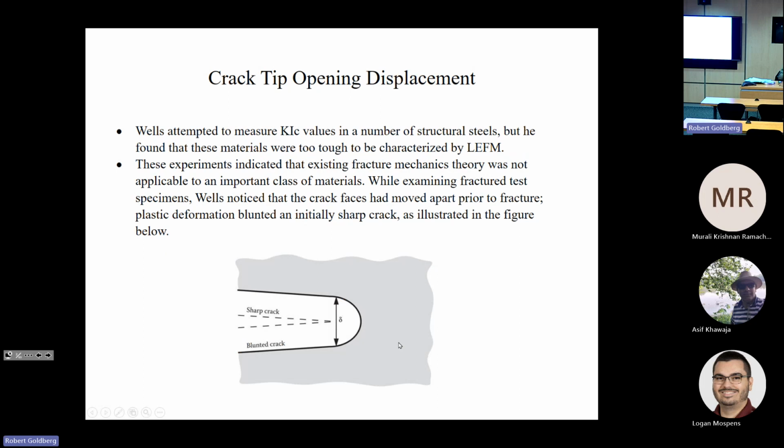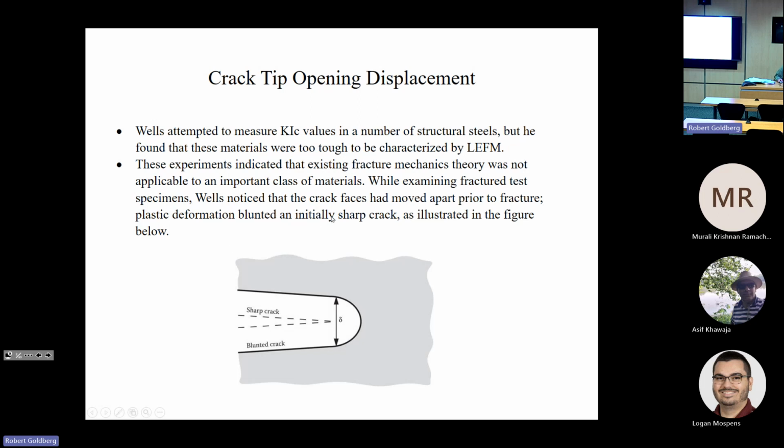So to get started, a researcher named Wells attempted to measure K1C values using linear elastic fracture mechanics for a number of structural steels. And he found that these materials were too tough to be characterized by linear elastic fracture mechanics. What these experiments found is that the existing fracture mechanics theory didn't work for many types of materials, specifically when these materials were subjected to significant plasticity under the load levels that were applied.